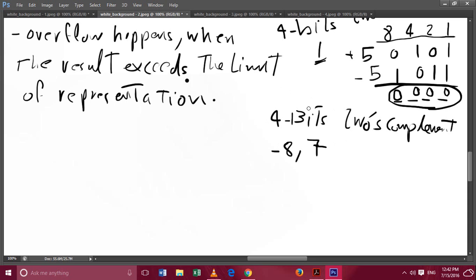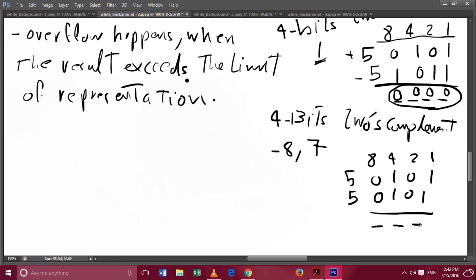So am I telling you that if I add 5 plus 5 in a 4-bit two's complement binary system, the result will be an error? Of course, because 5 plus 5 equals 10 and 4 bits can only represent up to 7.